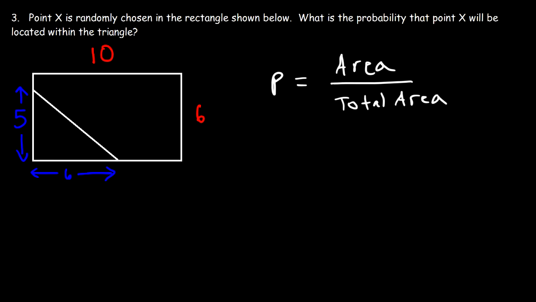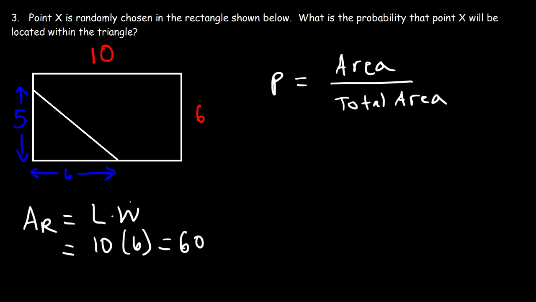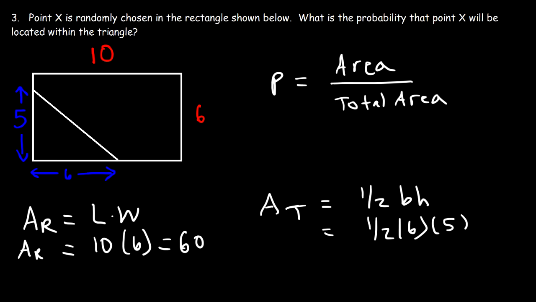So let's calculate the total area, or the area of the rectangle. The area of a rectangle is length times width. So in this case, it's going to be 10 times 6, so it's 60 square units in area. Now let's move on to the triangle. The area of a triangle is 1/2 base times height. The base of the triangle is 6, and the height is 5. Half of 6 is 3, and 3 times 5 is 15.